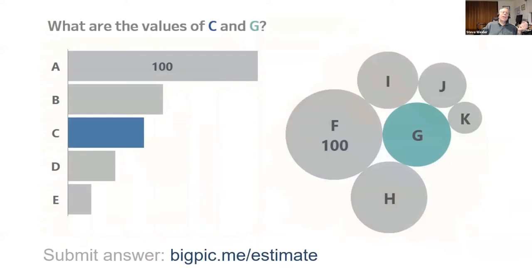And I just want to give you a sense of how innately good humans are, without any training, at judging the length of bars and how crappy humans are at judging the size of circles. So what I would like you to do is go to bigpick.me/estimate and take this poll. Guess the length of the bar. Guess the size of the circles. I'll give you 20, 30 seconds.